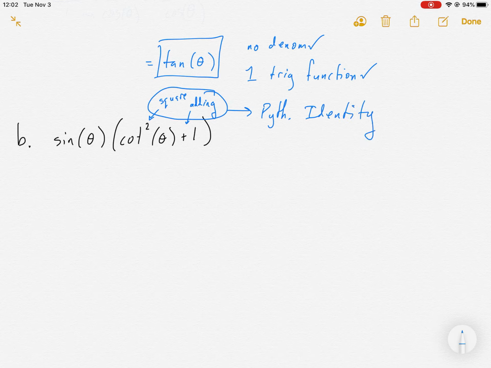So let's take a look back at our notes from before, and let's see if we can find a Pythagorean identity that might help. So hopefully you saw one of the versions, I think it was the second version I wrote down. Cotangent squared of theta plus 1 actually equals cosecant squared of theta.